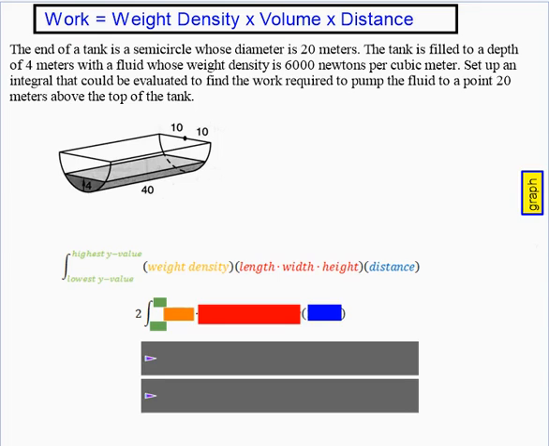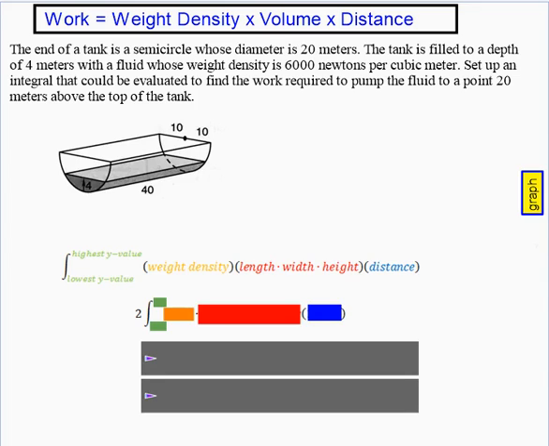So a couple new things here. We have a cylinder looking thing here, or half a cylinder, and then we're not just pumping it out of the top of the tank, it's going to have to be 20 meters above the top of the tank. So again, this is what we want to do. We want to integrate weight density times volume times distance.